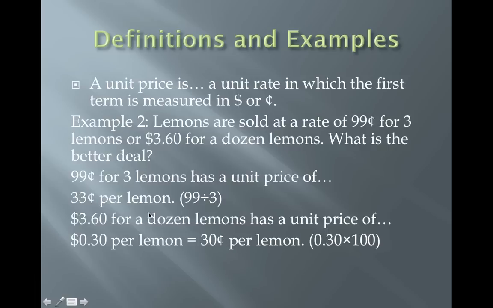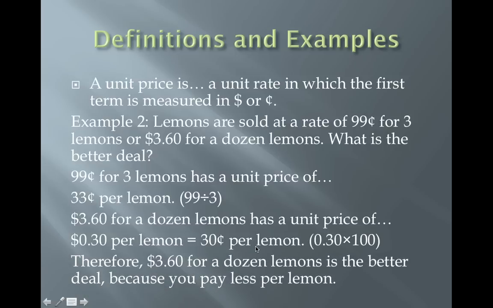And now we have the same units. We can compare these very easily. 33 cents per lemon, 30 cents per lemon. Pretty easy to tell at this point that $3.60 for a dozen lemons is the better deal, because you're going to be paying less per lemon.